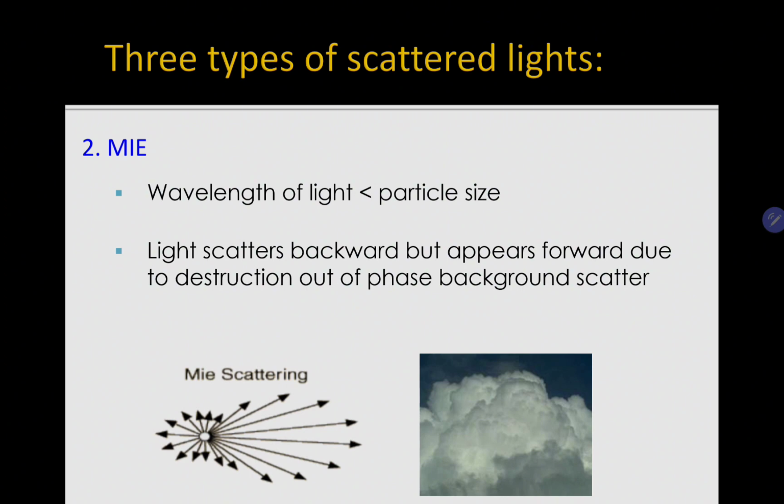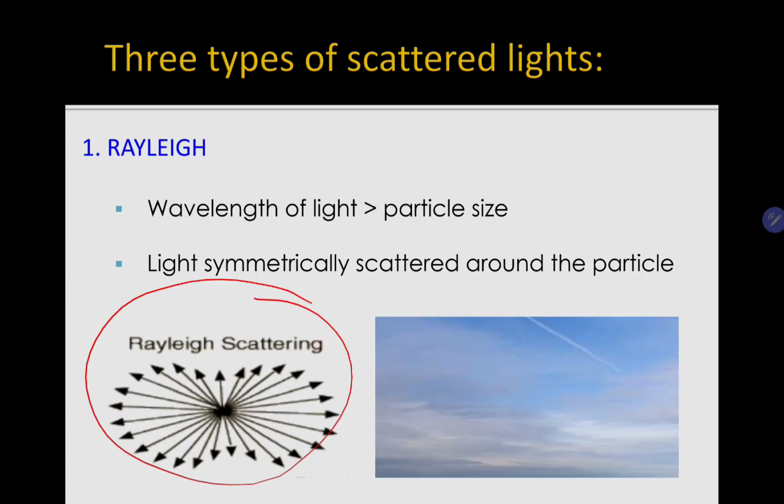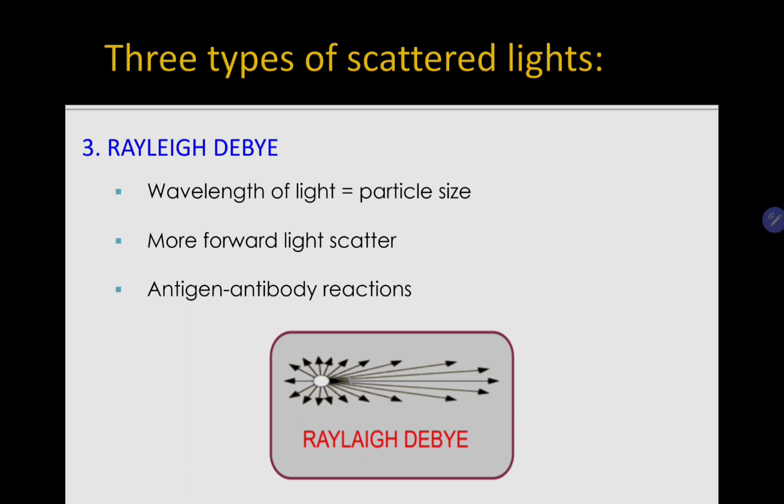Another example to remember is that clouds are white because light from the sun is white. As light passes through a cloud, it interacts with the water droplets present in the cloud, which are much bigger than the atmospheric particles that exist in the sky. So that is our example. We also have the Rayleigh-Debye, where the wavelength of light is equal to the particle size. Remember, when the wavelength of light is greater than the particle size, it is Rayleigh, meaning the scattering is symmetrical. For the Mie, the wavelength of light is less than the particle size. And the Rayleigh-Debye has a wavelength of light equal to the particle size, with more forward light scatter, as in an antigen-antibody reaction.